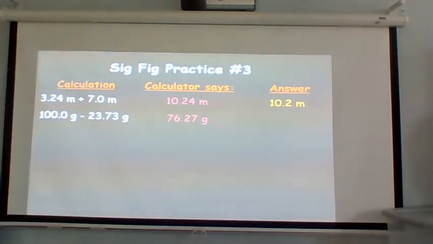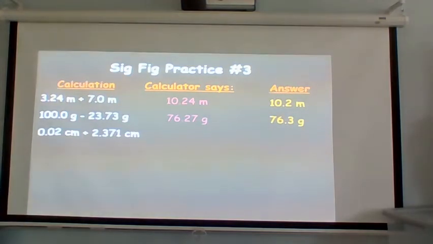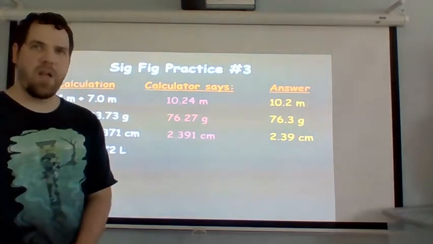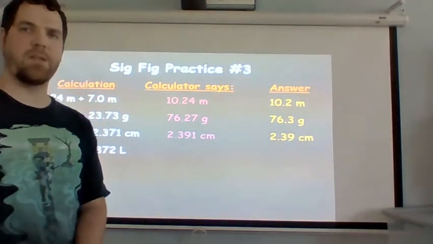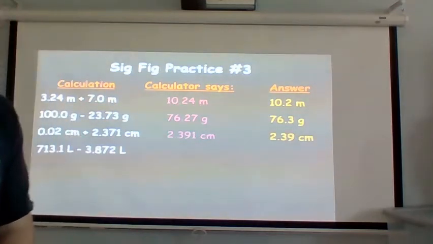Subtracting these gets us 76.27, but we can only use one decimal place, so we get 76.3. And adding these together, we get 2.391, but we can only use two decimal places, so we round that to 2.39. Now, if you do this one on paper and line up the decimal places, you can see that we're only supposed to have one in our answer.